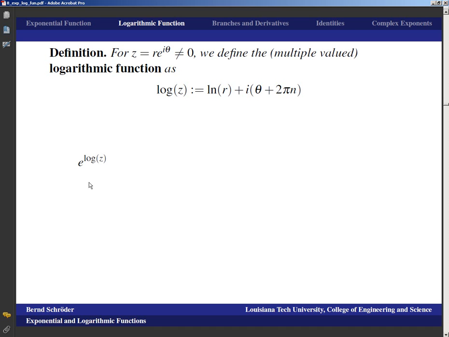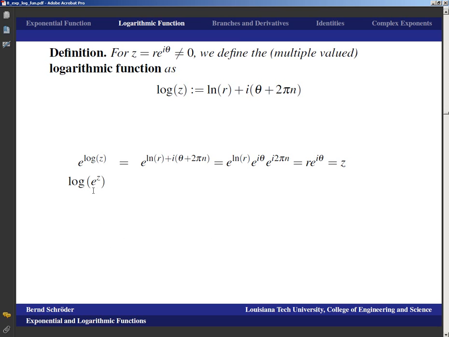Okay, so what does that mean now? That still means that this logarithmic function is as much of an inverse of the exponential function as can be, because e to the log z is e to the (ln r plus i times the quantity theta plus 2 pi n). That's e to the ln r, e to the i theta, e to the i 2 pi n. Well, e to the i 2 pi n is 1, so this is r e to the i theta, which is z. So if we stick the logarithm, even as a multiple valued function, into the exponential function, we get the original result back, which is what an inverse should do.